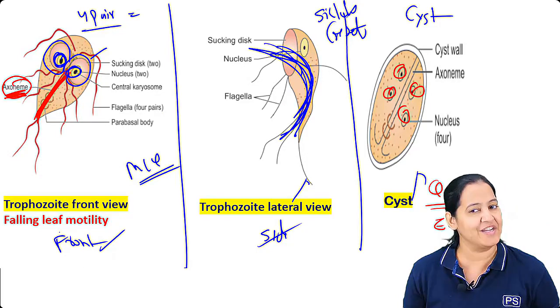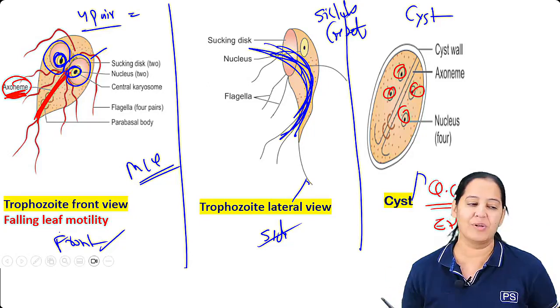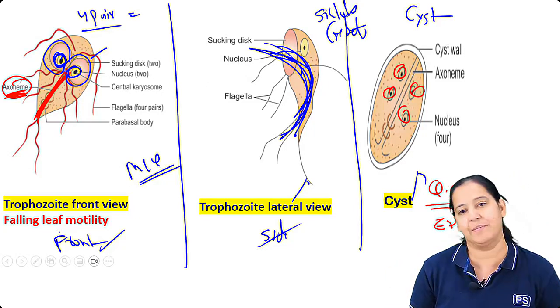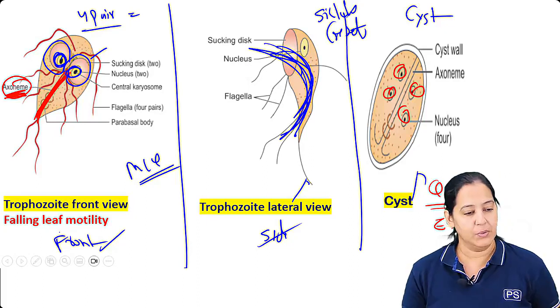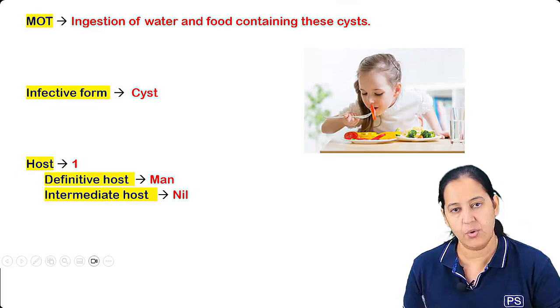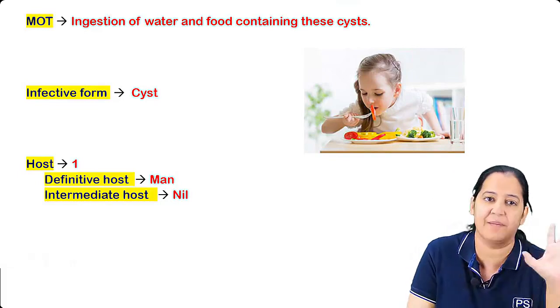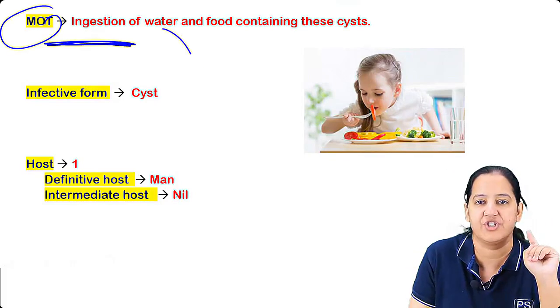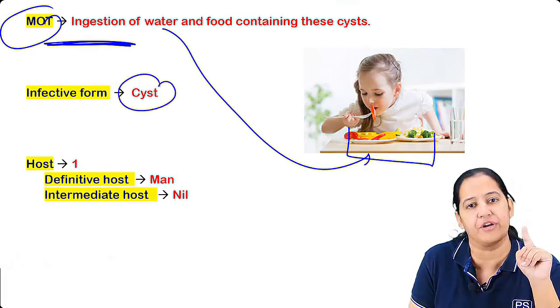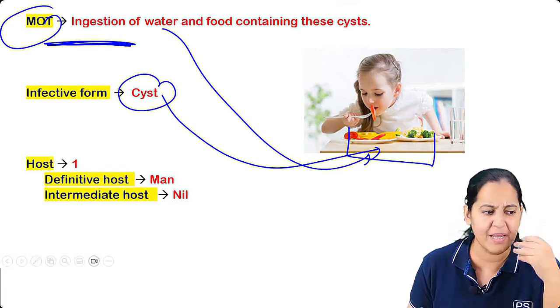So I taught you in Entamoeba histolytica. In Entamoeba histolytica also the cyst is quadrinucleate. Here also the cyst is quadrinucleate. Yes, very correct, Entamoeba histolytica. Very good. So okay, listen now. What is the mode of transmission? The mode of transmission is same like Entamoeba histolytica. It's ingestion. See the person is eating the food which is contaminated with quadrinucleate cyst. So you will see, ma'am, everything is same like Entamoeba histolytica.